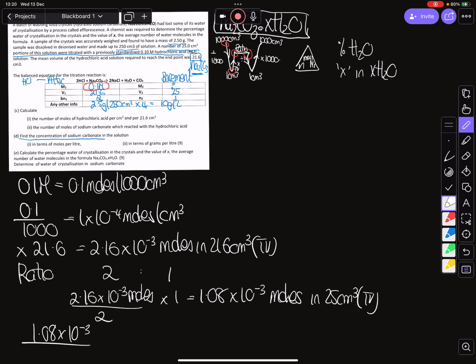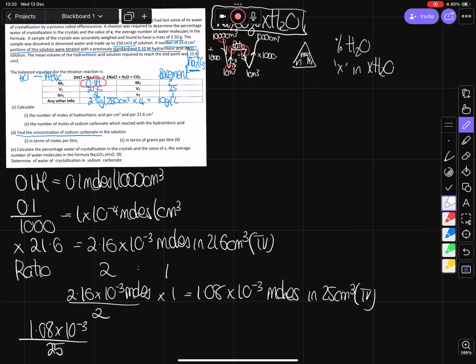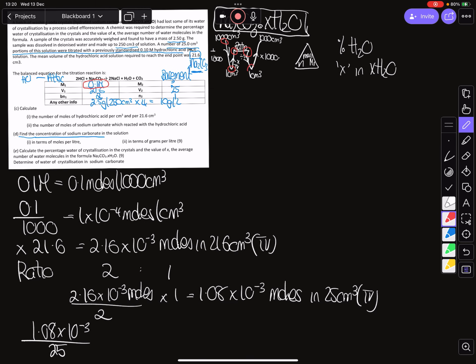1.08 by 10 to the minus 3 divided by 25. Now I don't have a calculator with me, so apologies for that. But my last step, if I had the answer to that, it would get me to this point. And my last step would be to multiply that answer by 1,000. So if I do that, I'm going to get 0.0432 big M.